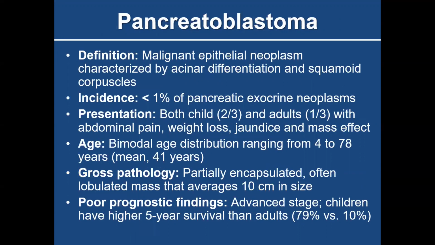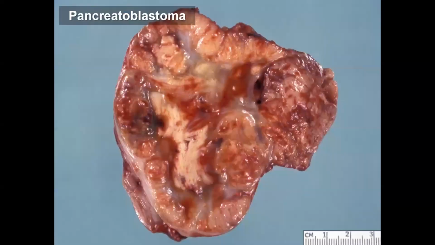Pancreatoblastomas are another, albeit extremely rare, exocrine neoplasm characterized by both acinar differentiation and unique squamoid corpuscles. These neoplasms have a bimodal age distribution, with 2/3 occurring in children, 1/3 in adults. Interestingly, children with pancreatoblastomas have a much better 5-year prognosis than adults, suggesting the disease process in these two patient populations may be inherently different.